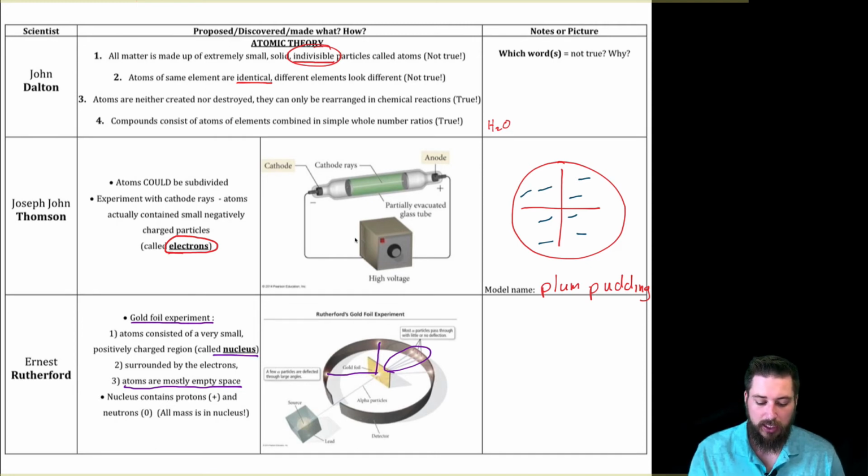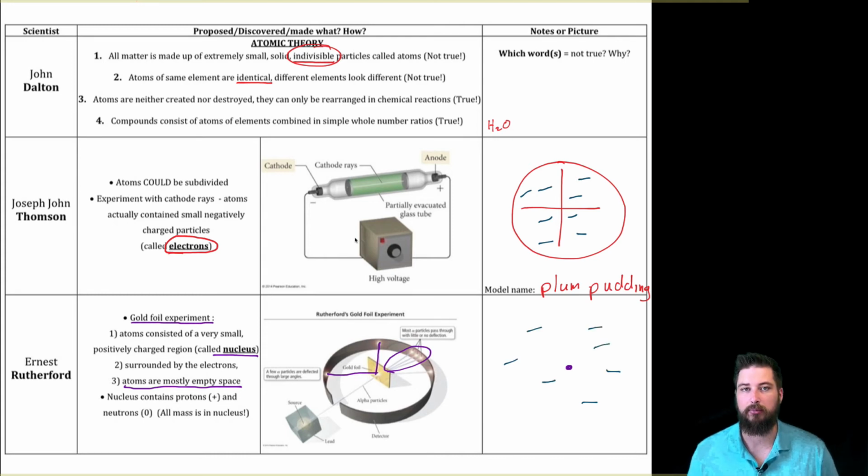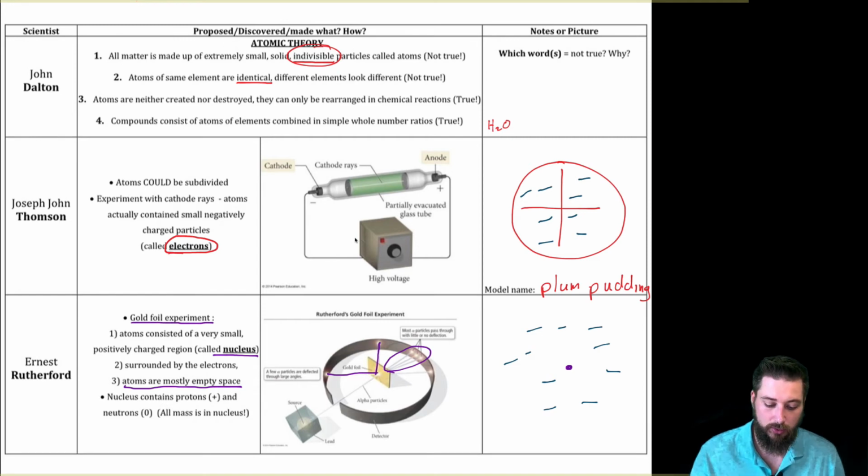So what his model became is there's this nucleus, and around the nucleus we have these electrons that are just kind of spread out around there. He was the one that discovered the nucleus, so that's very important to know. And also very important that he's the one who said that atoms are mostly empty space.